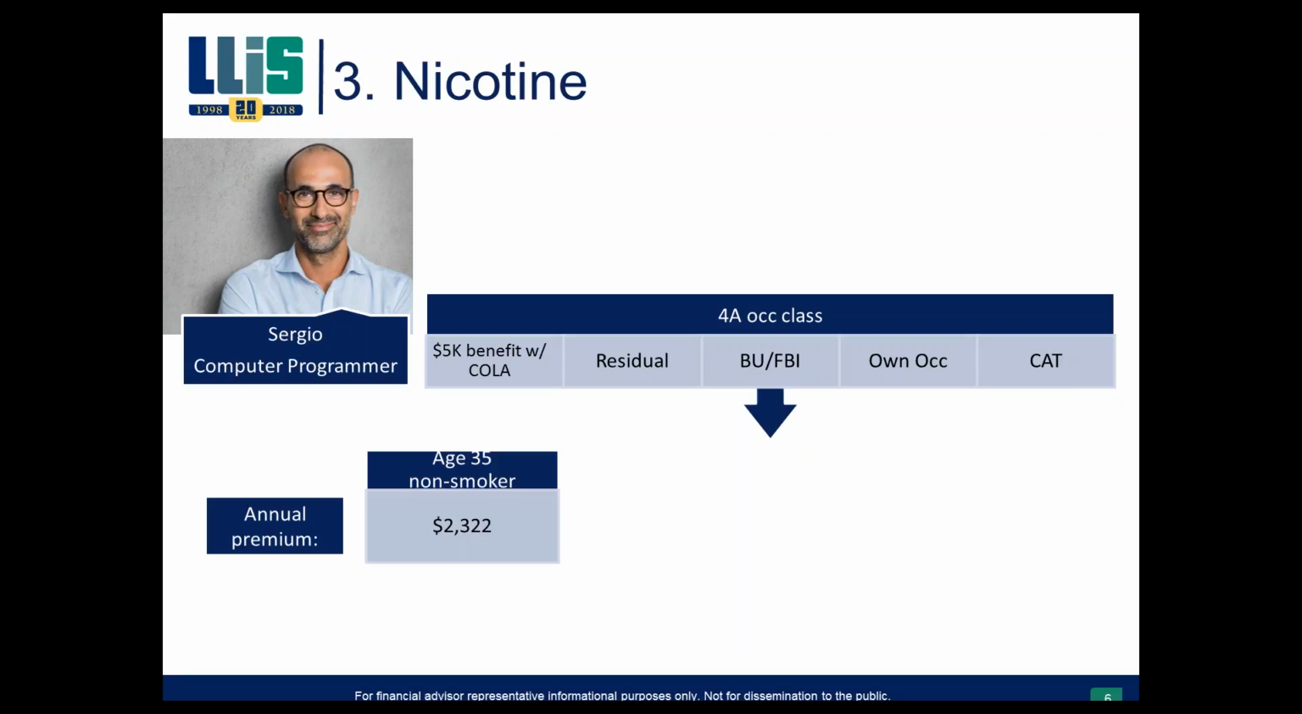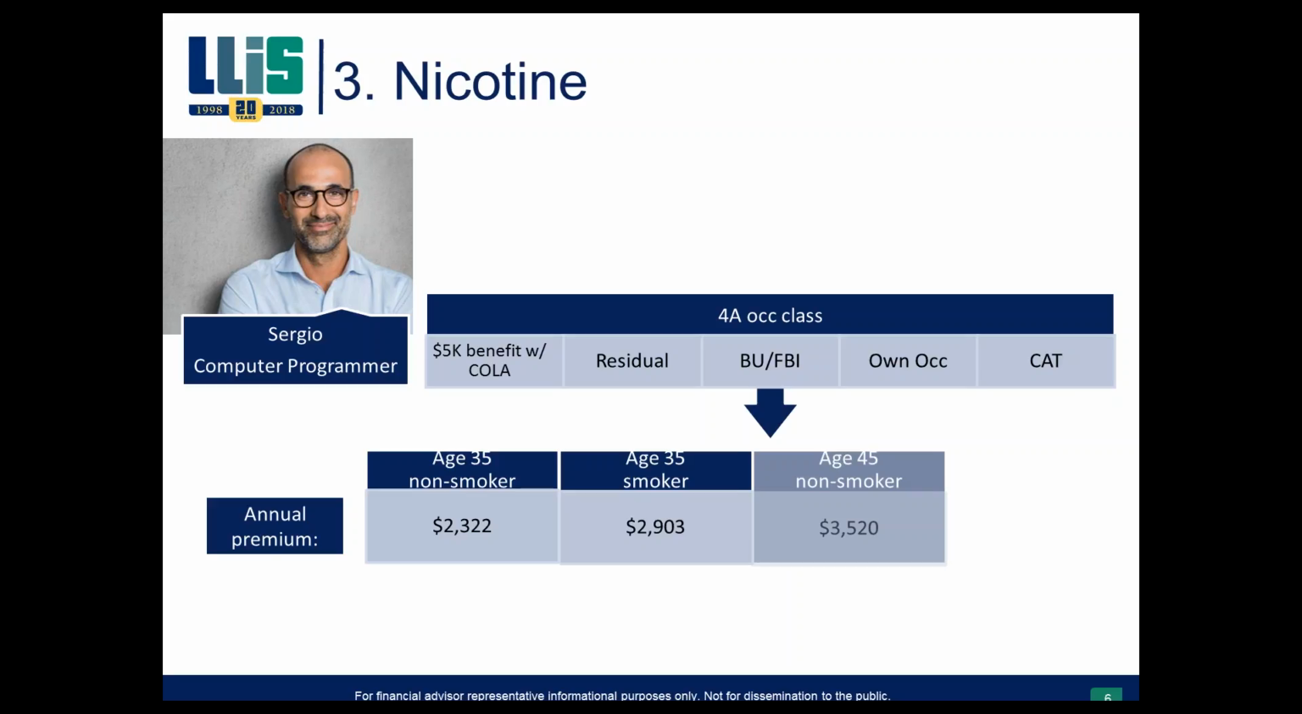So here we have Sergio. If he was 35 as a non-smoker, he'd be paying about $23 for his premium. If he was a smoker, that same premium would be $29.03. And at 45, he'd be paying $35.20 as a non-smoker, and as a smoker, he'd be paying $44.00. The difference with most carriers between a smoker and a non-smoker, like I said, is about 25%. So encourage your clients to quit smoking and to lock in their premiums at an early age, if at all possible.